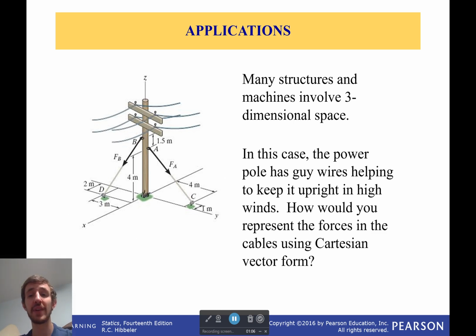Okay, so in this case, we have a power pole, and it has guy wires to keep it upright even in strong winds. Now, how would you represent the forces in the cables using Cartesian vector form? Well, Cartesian vector, what does that mean? Let's talk about the x, y, and z components. We've already done that with forces before using triangles, and it's the same thing here. What about that z component? Just look at it in the xy plane, solve for that, and you can look at it in the YZ or XZ plane. We'll get there. You'll know how to do it. Don't worry. We'll do some examples together. Everything will make sense.